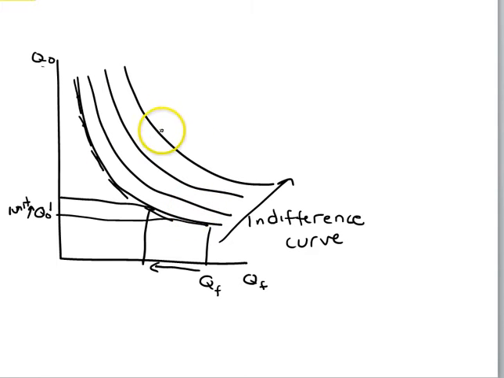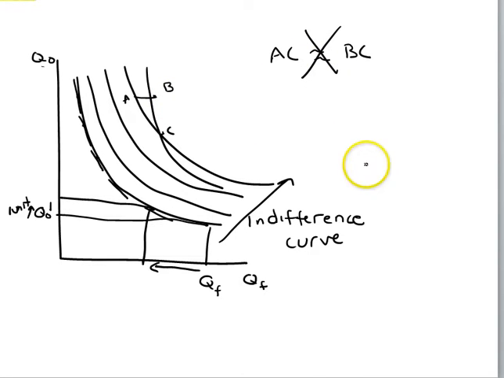I also am going to say that I can never have an indifference curve that crosses. Why? Because in this case, along the curve AC, it says I'm equally happy as I am along the curve BC. But BC contains more of good B, and therefore that cannot happen. So indifference curves cannot cross.